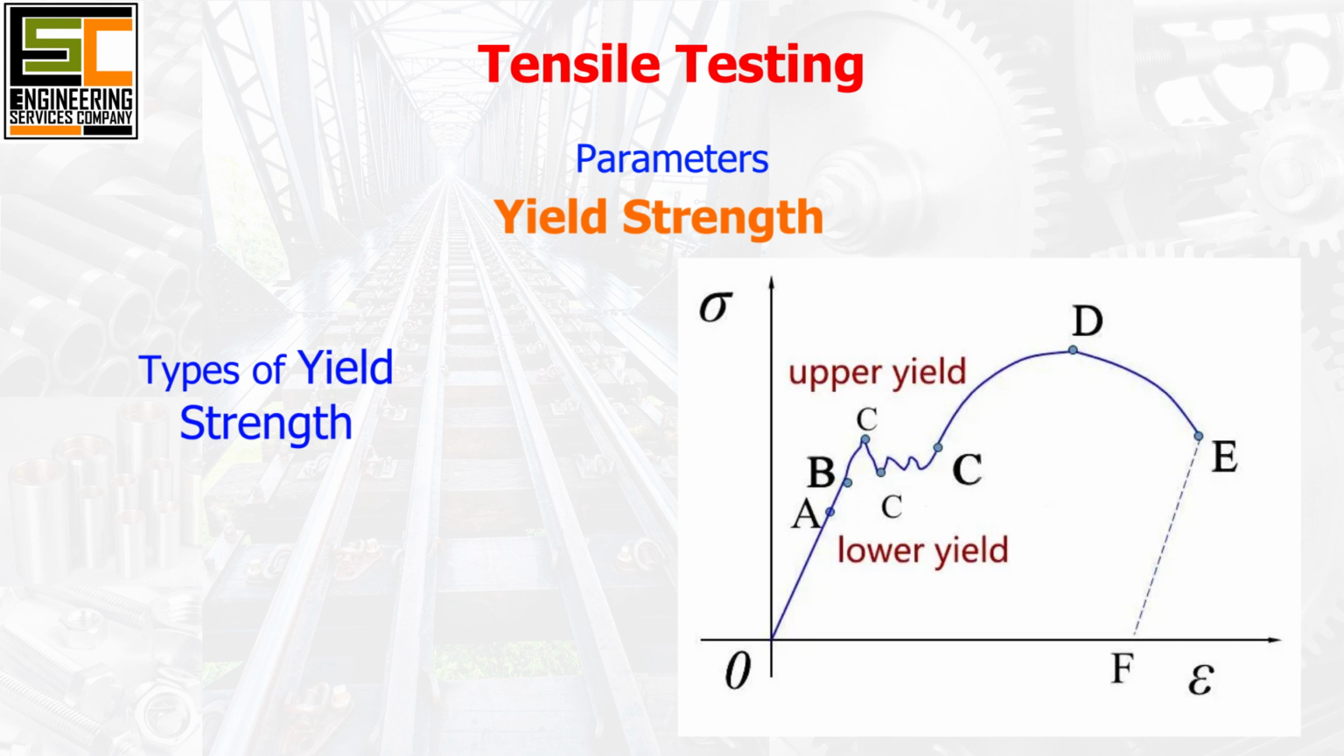Types of yield strength. Upper yield strength. The stress at the onset of plastic deformation, typically associated with the upper yield point on the stress-strain curve. Lower yield strength. The stress corresponding to the 0.2% offset yield point, where the stress-strain curve intersects with a line parallel to the elastic region, offset by 0.2% strain.